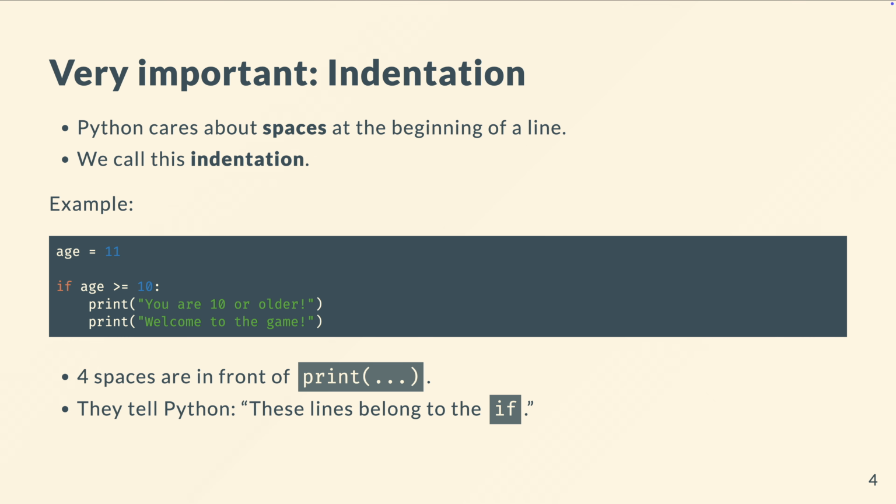First, we set age to 11. Then we write, if age is greater than or equal to 10, do something. Please notice the colon at the end of the if line. Now look at the two print lines under the if. They start with 4 spaces. Those 4 spaces mean these lines belong to the if statement. So, if the condition is true, Python will print both messages.